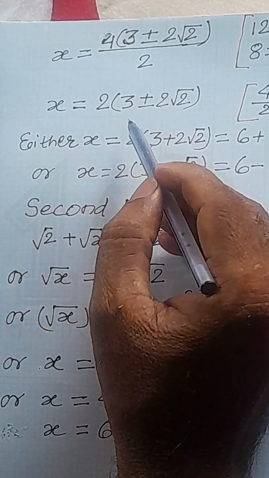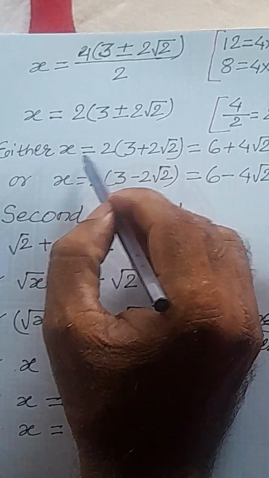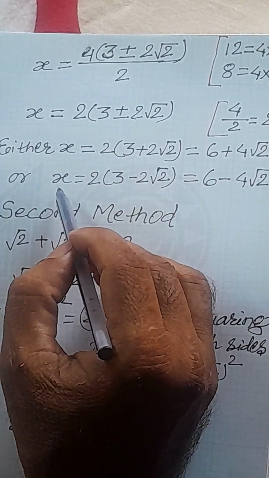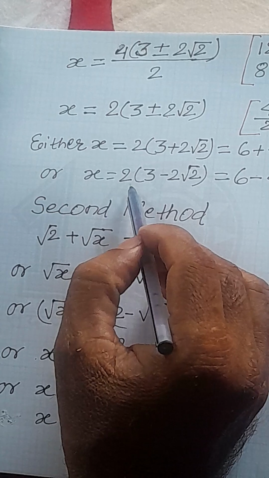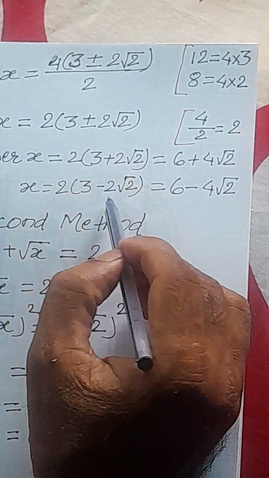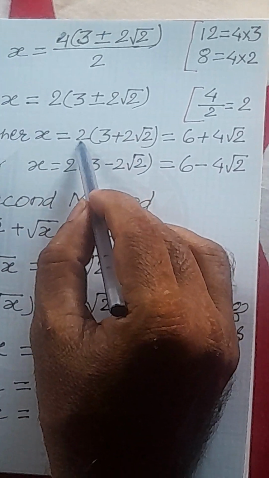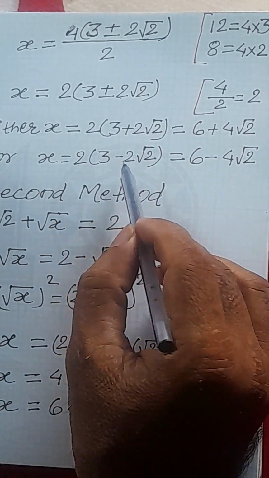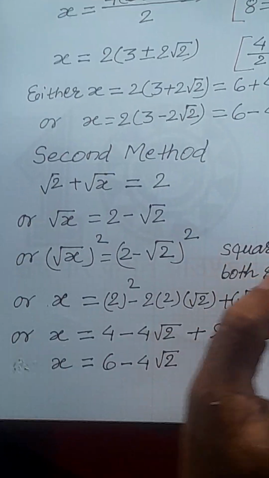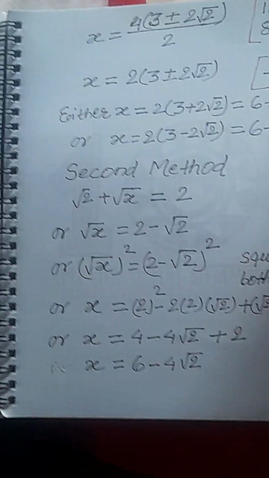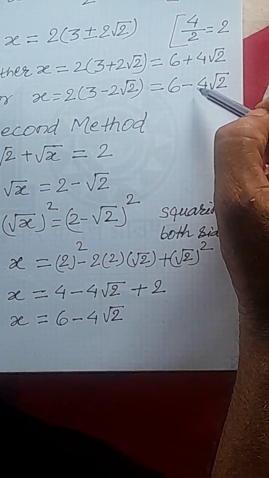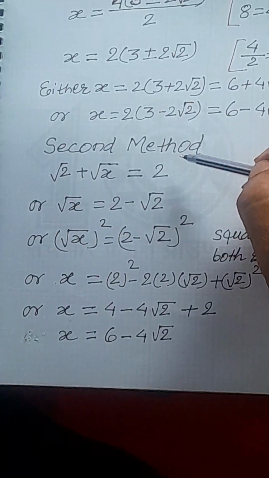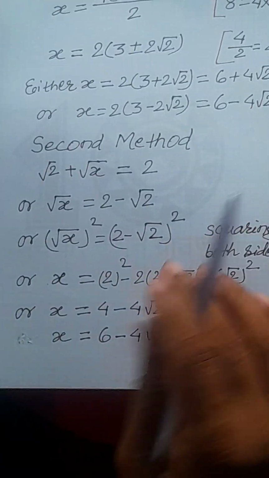So two solutions are possible here. One is x equal to 2, inside the bracket 3 plus 2 root 2. Another possible solution is 2 multiplied by 3 minus 2 root 2. This is 2 times 3 is 6 plus 2 times 2 is 4 root 2, and that is 2 times 3 is 6 minus 2 times 2 is 4 root 2. Now see which one is correct, either this or this. To check that, a second method is applicable here, which might be understood by class 8 students.